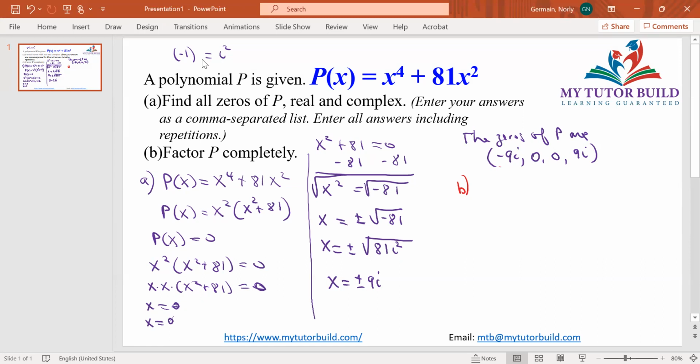Now, to factor this function completely, P of x would be, we have the x squared. Now, instead of writing x squared plus 81, we're going to write x minus 9i and x plus 9i. So this is the complete factorization of P.